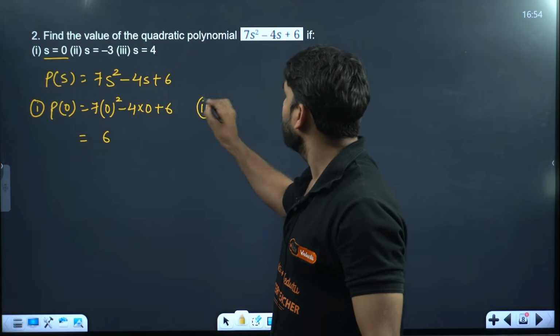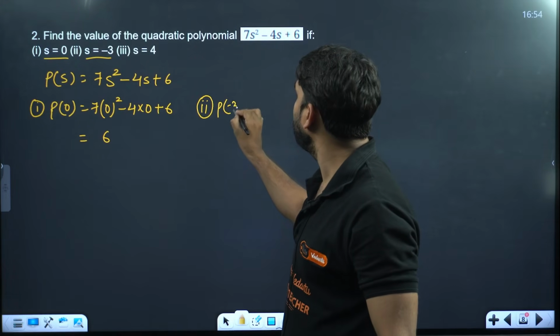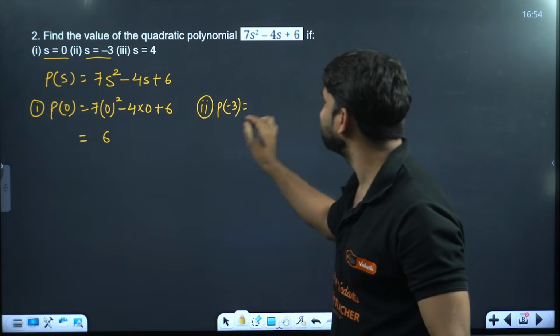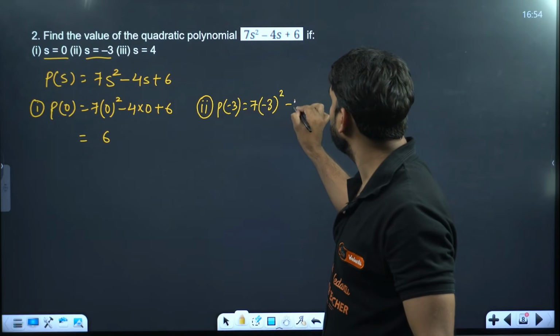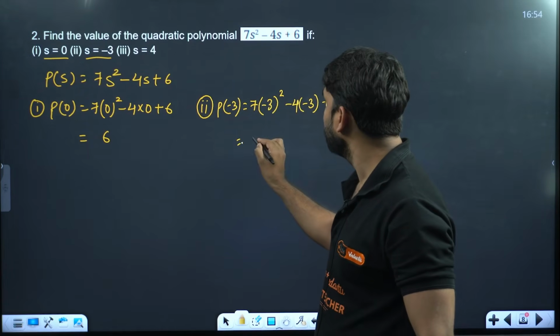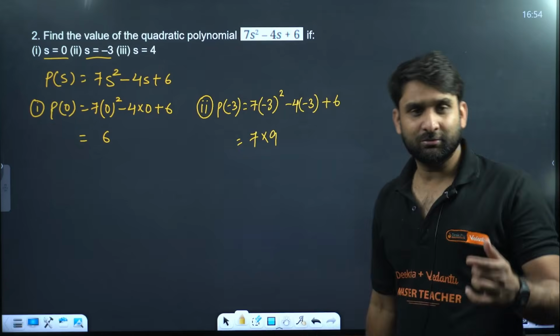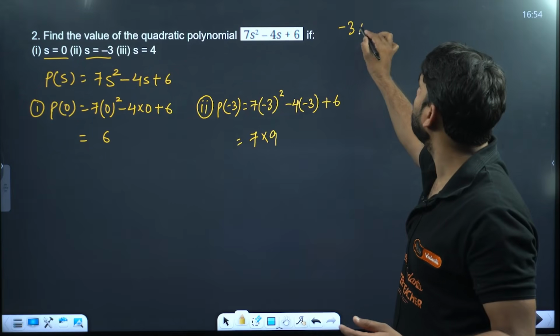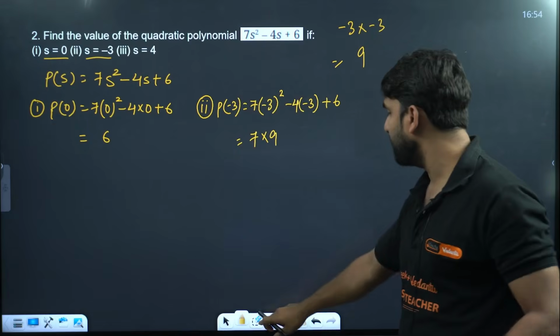Second, now find the polynomial at s as minus 3. So we have to put minus 3 in the place of s in the polynomial. So 7 into minus 3 square minus 4 into minus 3 plus 6. Now solve this. Minus 3 whole square will be what? Minus 3 into minus 3, minus minus is plus, 3 threes are 9. So plus 9 will be there, right?